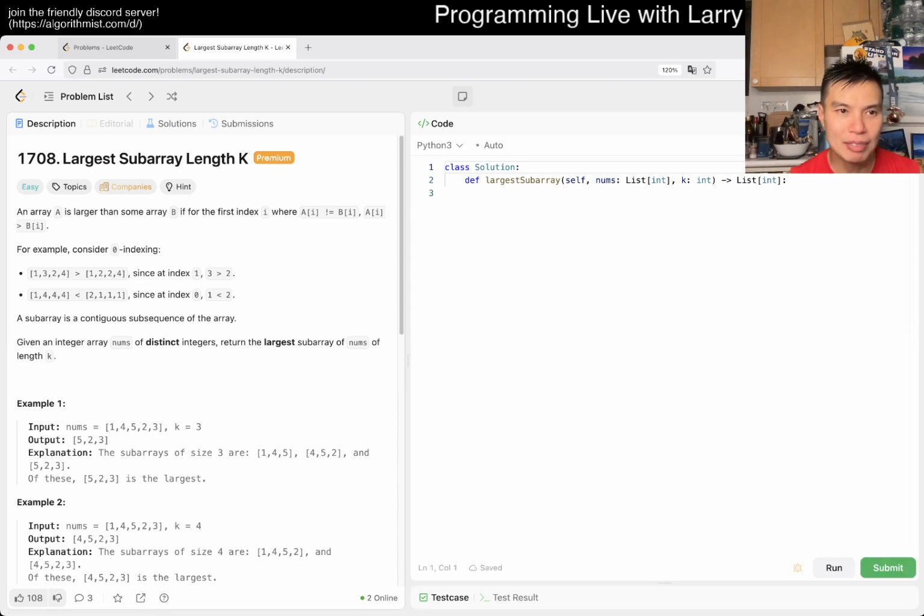All right, we have 1708, Largest Subarray Length K. Array A is larger than some array B if the first index i where they differ has A[i] greater than B[i]. Okay, so lexicographically larger, I think that's what they say these days. A subarray is a contiguous subsequence. Given the integer array nums, return the largest subarray of nums of length K.